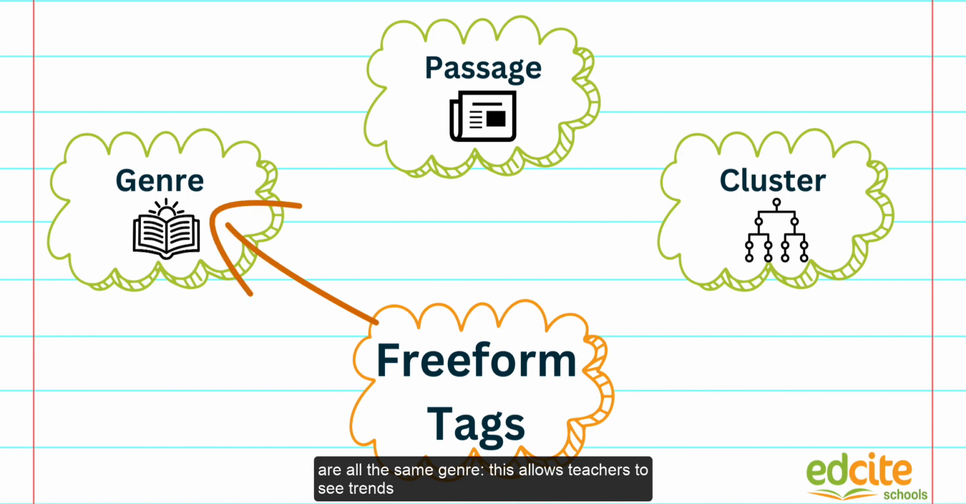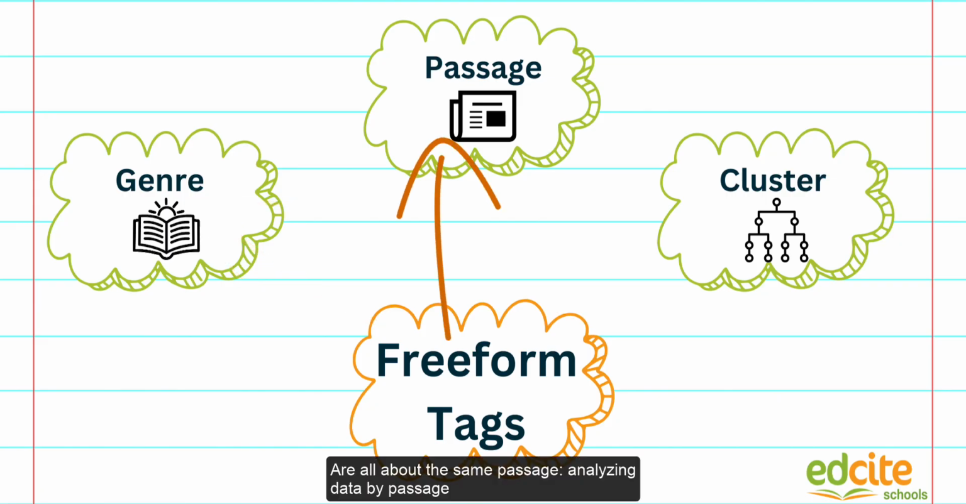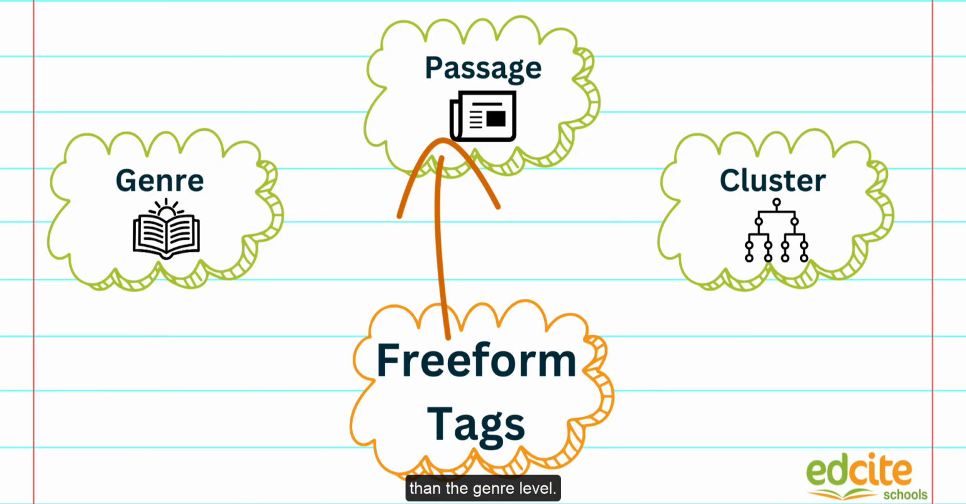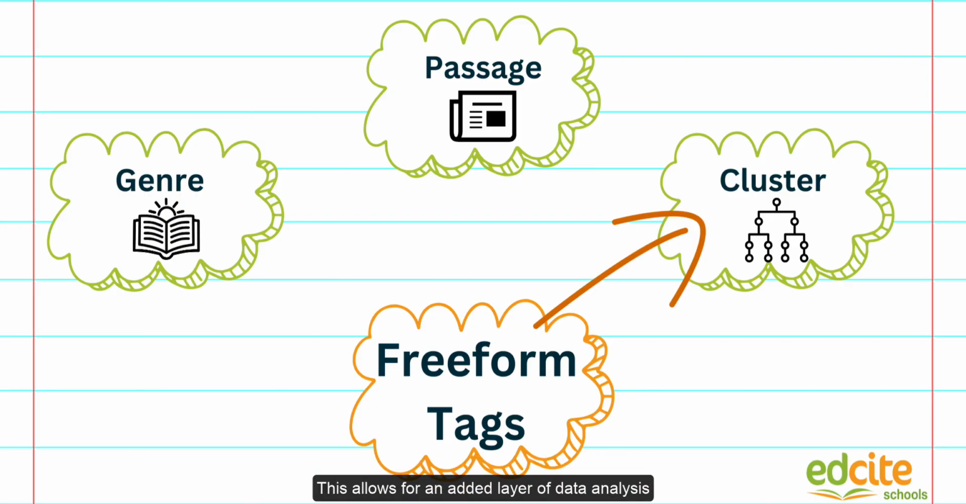Some examples of the way we see Edcite districts grouping questions for analysis are for questions that are all the same genre. This allows teachers to see trends and plan reteach calendars that focus on the genres where students need the most support. Are all about the same passage. Analyzing data by passage allows you to take into account the reading level of the passage and look even deeper than the genre level. Are all in the same cluster. You can analyze data in a slightly deeper level than domains while still seeing trends across similar skills. This allows for an added layer of data analysis beyond standards and depth of knowledge.